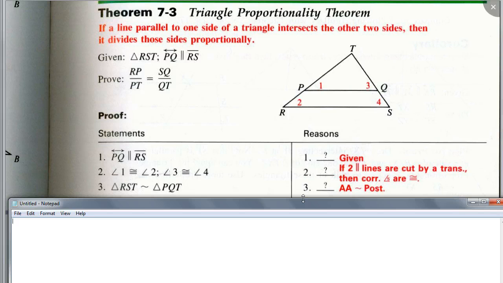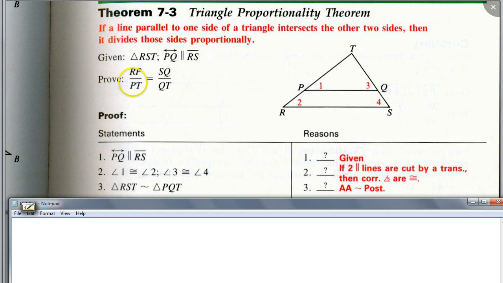Then what? So what? What are we gonna do? So we want to get to something about RP and PT and SQ and QT. We can't say that yet, but we could say something about PT and QT, can we not? What do you know about PT and QT and so forth? PT over QT equals RP over SQ. Yeah, the corresponding sides of similar triangles are in proportion.